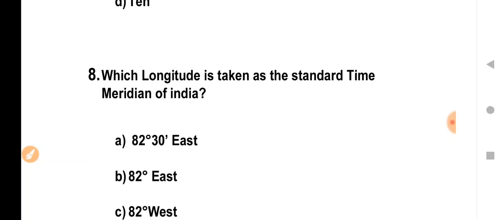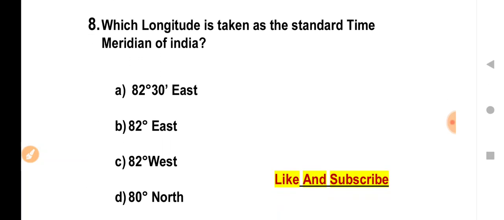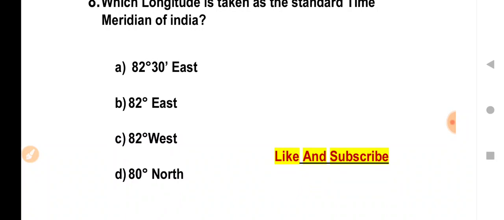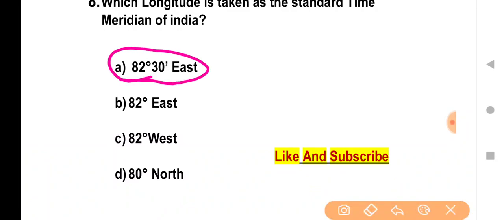Okay, next one is, which longitude is taken as the standard time meridian of India? And the answer is 82 degree 30 east, answer A.